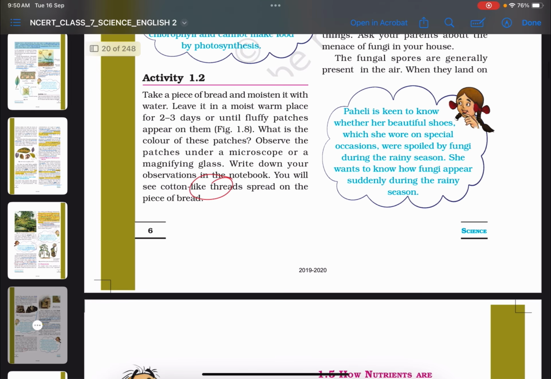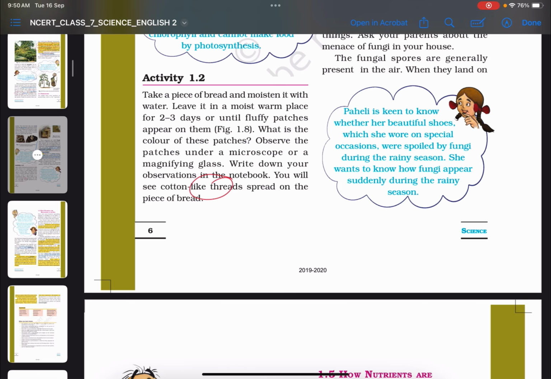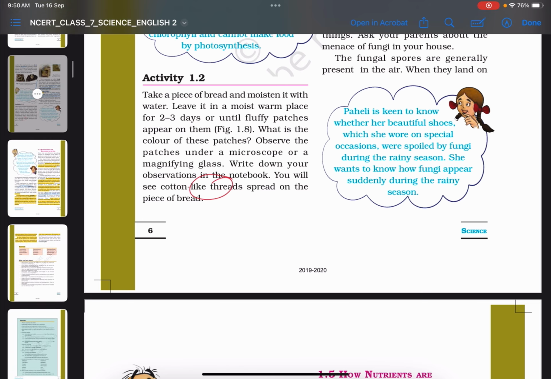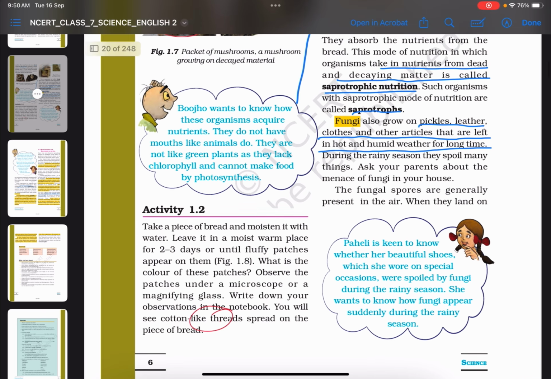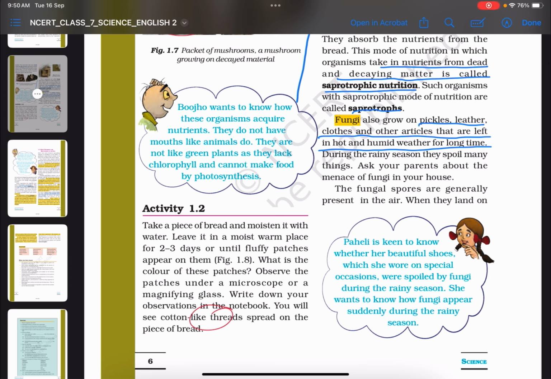Activity 1.2. Take a piece of bread and moisten it with water. Leave it in a moist, warm place for 2 to 3 days or until fluffy patches appear on them. As you can see in figure 1.8, what is the color of these patches? Observe the patches under a microscope or a magnifying glass. Write down your observation in the notebook.